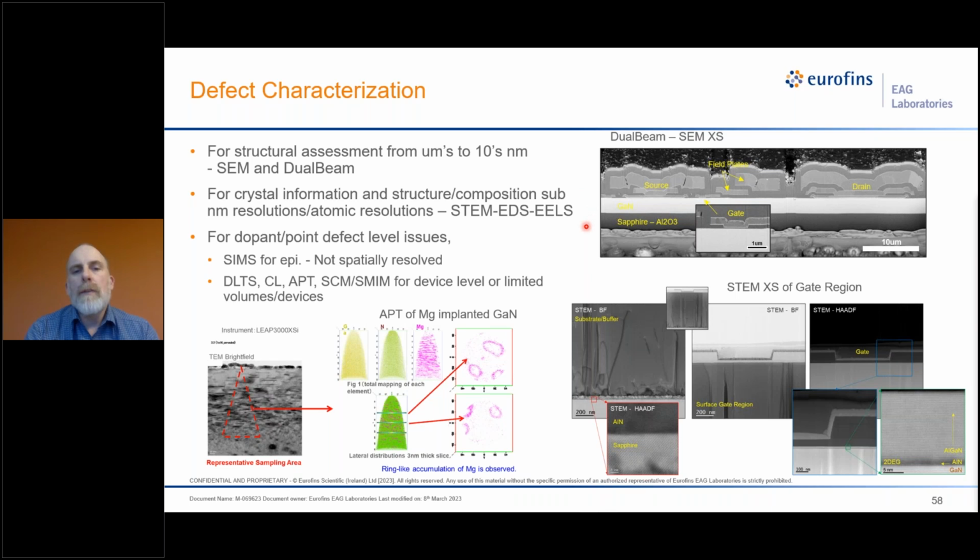And we can even do EDS at these kinds of scales to get a general idea if things are in the right place. For more specific information about the crystallography and the structure and composition at sub-nanometer resolutions, we're then going to need to do something like STEM with EDS or EELS. And then for dopant and point defect level issues with spatially resolved techniques, we can use cathodoluminescence, like I mentioned, or SMEM, etc. And then obviously SIMS for non-spatially resolved dopant level issues.